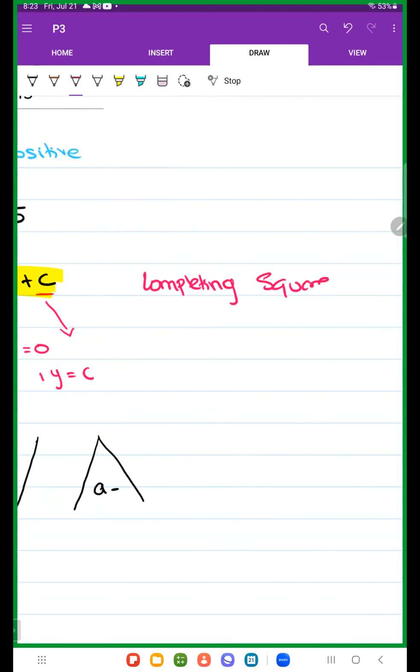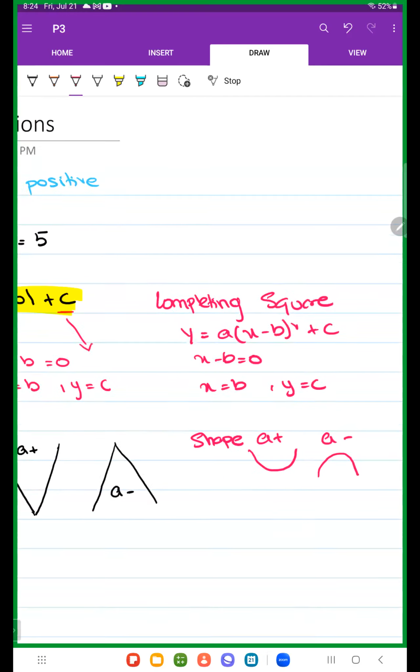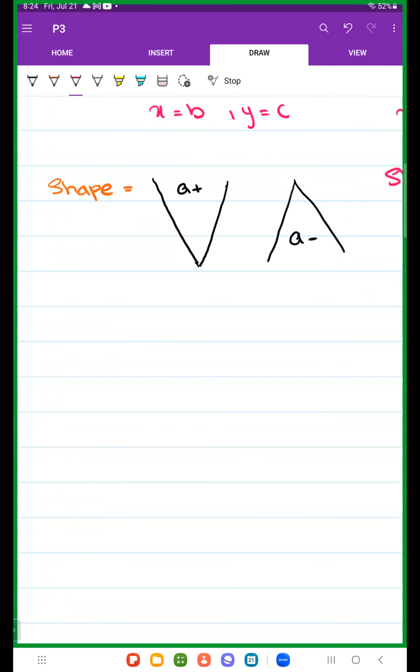So you can also look at the similarities over here where we have a(x - b) whole squared plus c. So our x minus b is 0 where x is b and y is c. This is what we have in our quadratic curves as well, where if a is positive, we used to have a smiley face, and if a is negative, we used to have a sad face. This is something you've done in your P1, yes? I think you've forgotten, but it's all right.